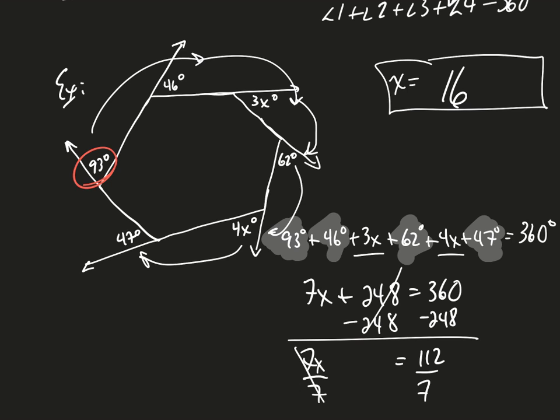So we create an equation by adding up all the exterior angles. They'll always add up to 360. We put any terms together with x, with the variable, combine all of the other angles that are just plain old numbers, and then just solve a fairly simple equation.